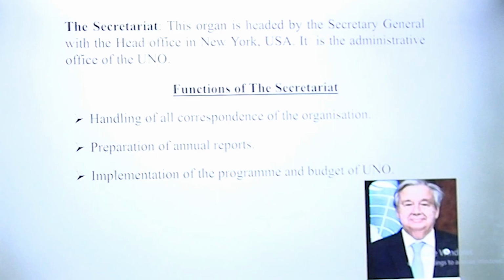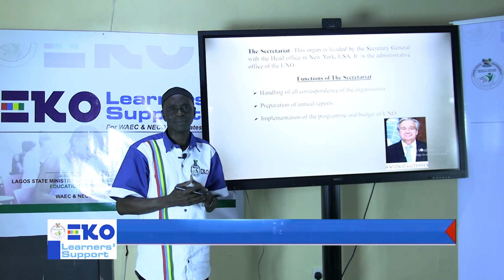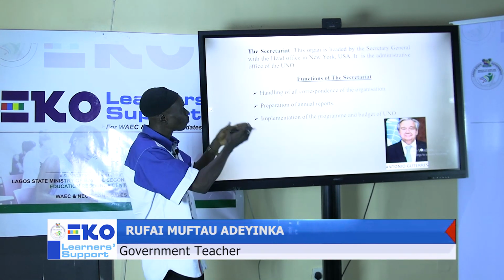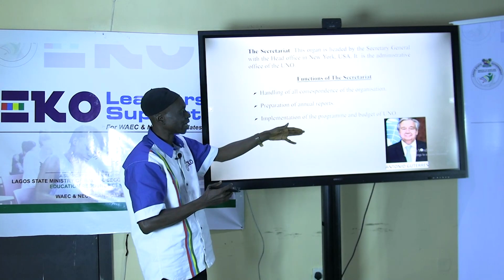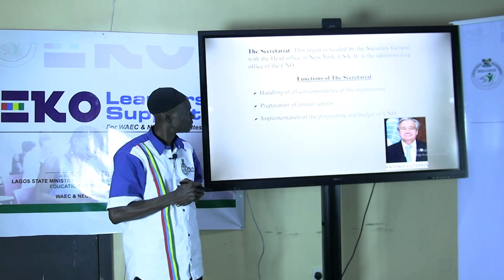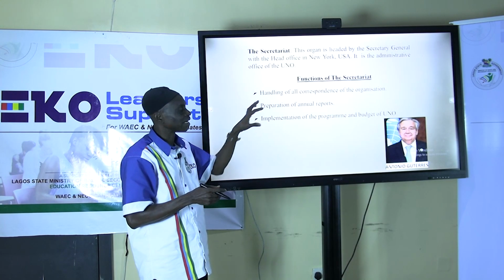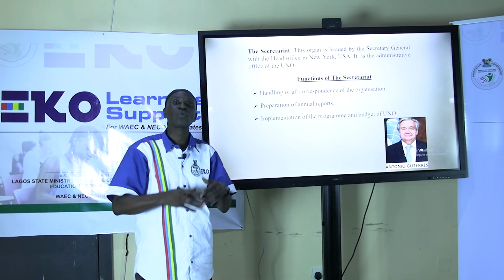Preparation of the annual report is another function of the Secretariat, which means every year, annually, all the reports that go to the office of the Assembly are prepared by the Secretariat. Then it implements the programs and policies of the UNO, including the budget. When the budget is prepared and approved by the General Assembly, it is the Secretariat that will implement it, including all programs and policies.